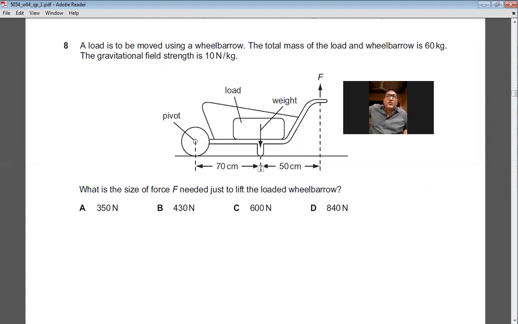I can convert this into weight. W equals mg, 60 multiplied by 10, that will be 600 Newton. The distance from the pivot is 70 centimeter. You apply the force here in the upward direction, and its distance from the pivot is 70 plus 50, that will be 120 centimeter. Apply the principle of moments: the clockwise moment is equal to the anti-clockwise moment. The weight is trying to produce a clockwise moment, and the force you applied is trying to produce the anti-clockwise moment. So they balance each other.